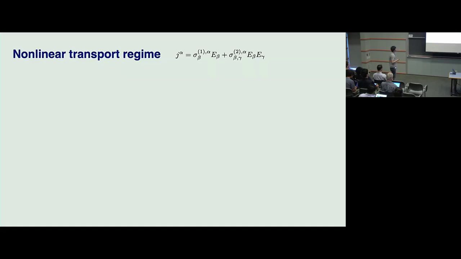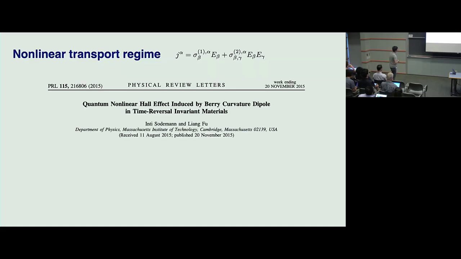And the most famous proposal in this nonlinear transport regime is the one that Liang Fu and Inti Sodemann proposed back in 2015. They proposed that there is a quantum nonlinear Hall effect. Let me quickly explain what it means. It took me a really long time to figure that out. Okay, enough on that. But so the order parameter they propose looks something like this.